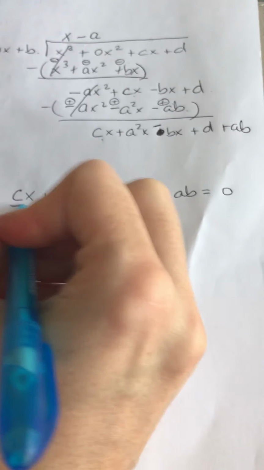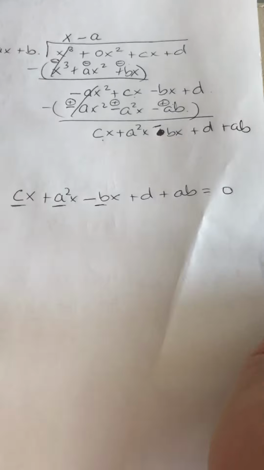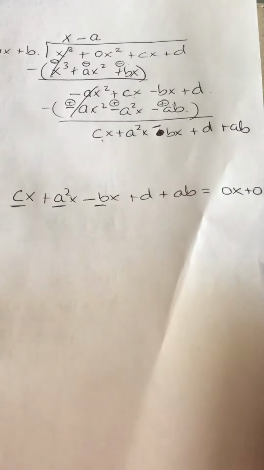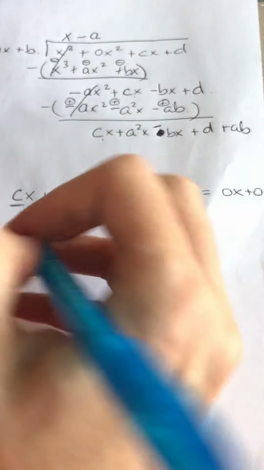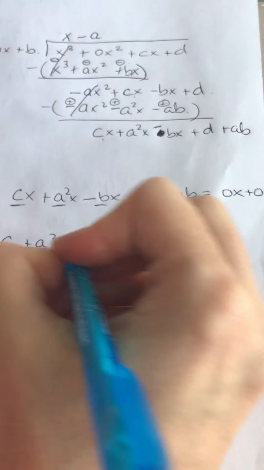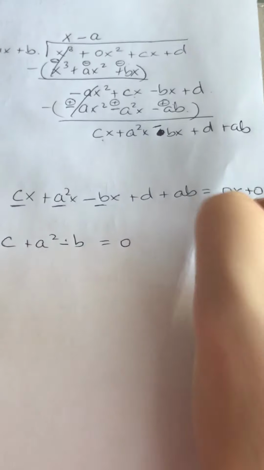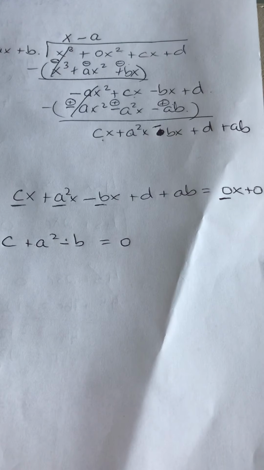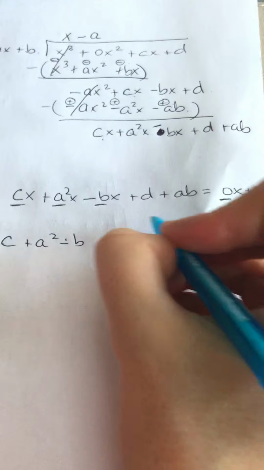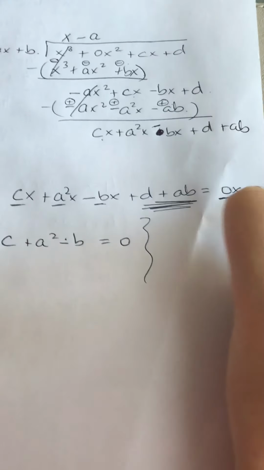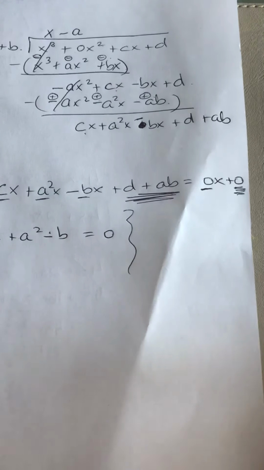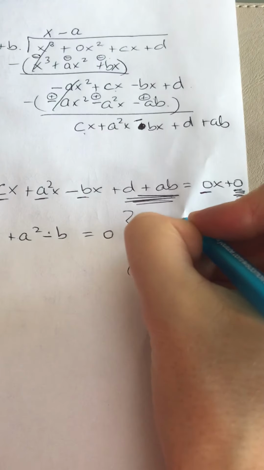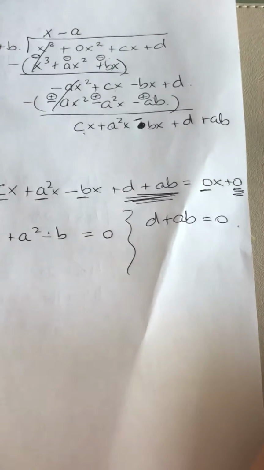And the coefficients of the x over here have to be equal to the coefficients of the x over here. So I can write this as a 0x plus 0. So the c plus the a squared minus the b have to be equal to the coefficient of the x over here, which is 0. And what's left has to be equal to that. D plus ab is equal to 0.